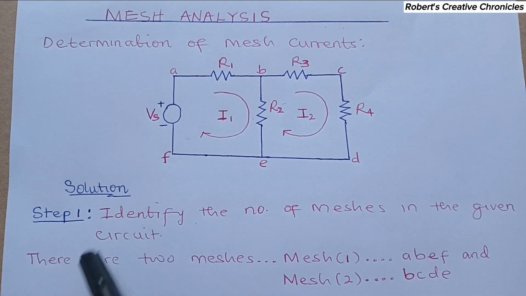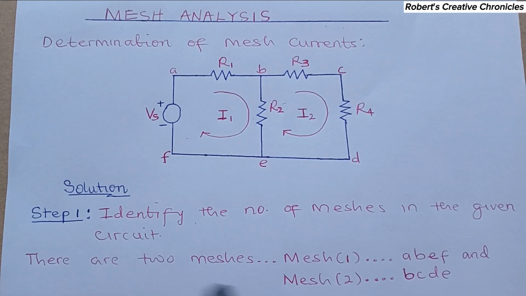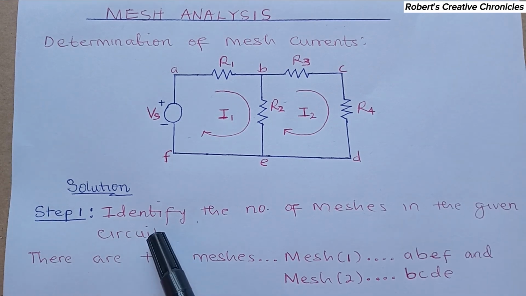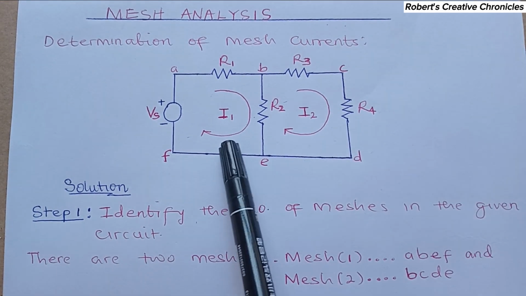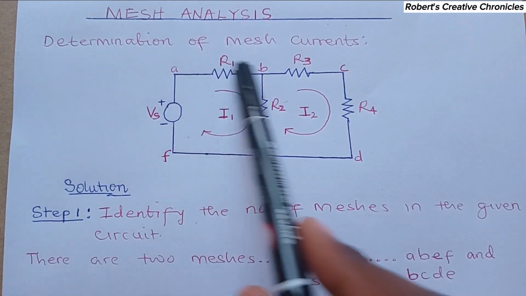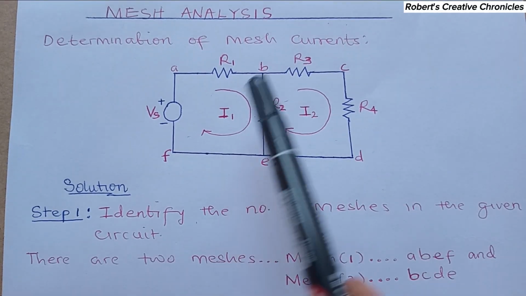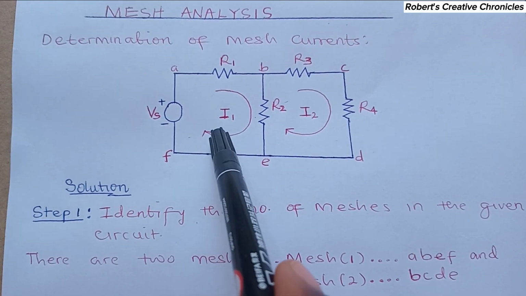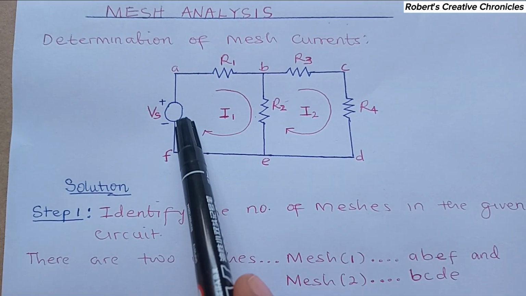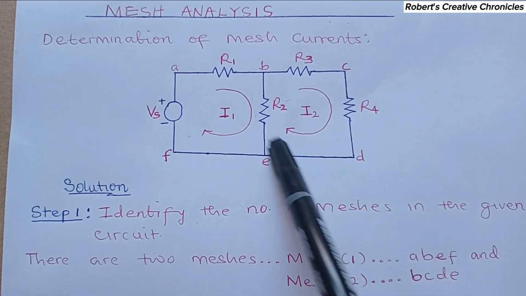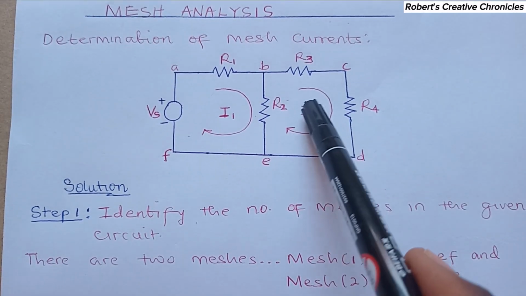So here are the steps involved in doing mesh analysis. The first step is to identify the number of meshes in the given circuit. Now I've taught you how to identify a mesh. A mesh is a closed path which does not contain any other closed path within it. So this one does not have any other closed path within it, so it's a mesh.